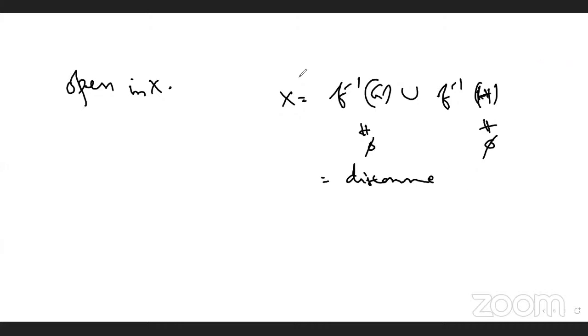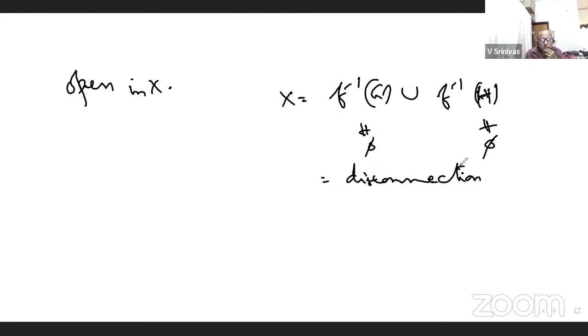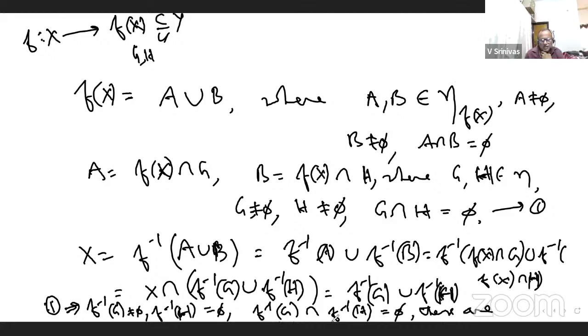Yes, F inverse H equal to this. Previous page. F inverse G intersection F inverse H is empty. Now these two sets, F inverse G and F inverse H, will be non-empty. Their intersection will be empty, because G intersection H is empty, so the intersection of these two sets will be empty.